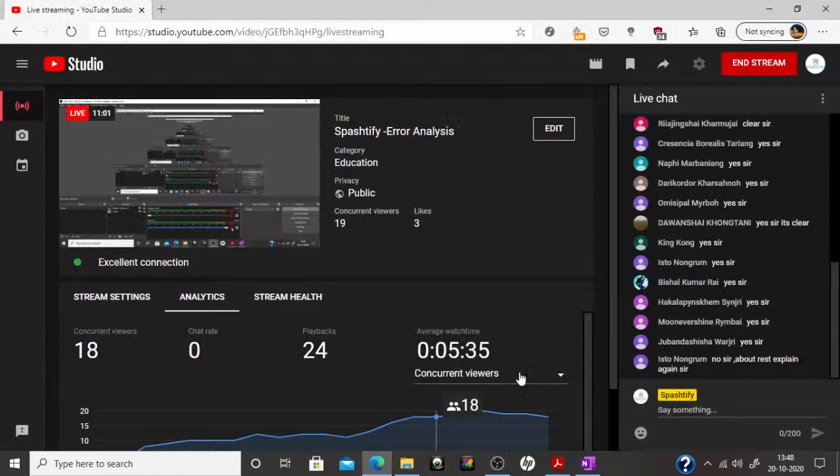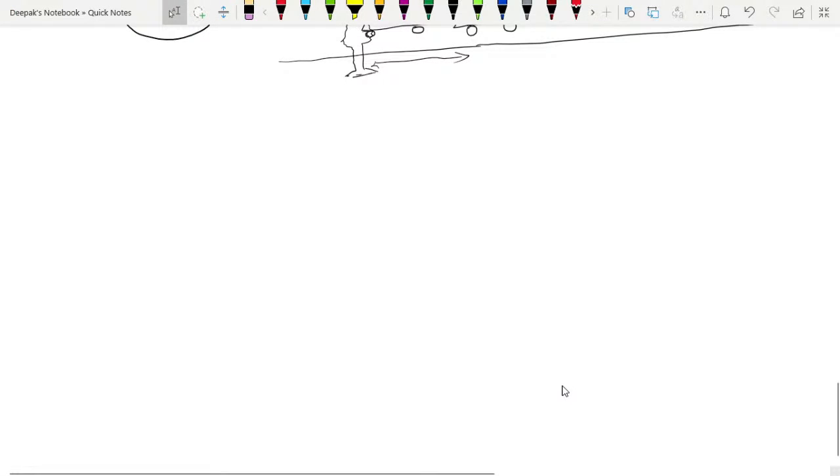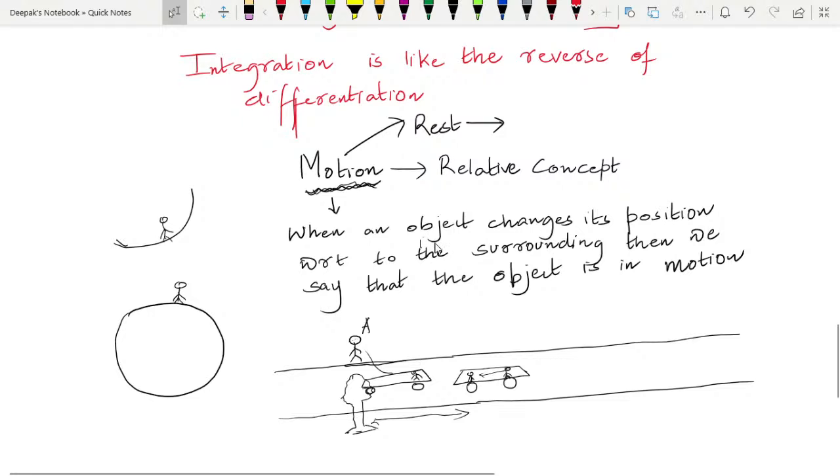Yes, any doubt so far? Explain rest again. Okay, first of all, what is rest? Rest is when the object does not change its position with respect to its surrounding, if the surrounding is the same.